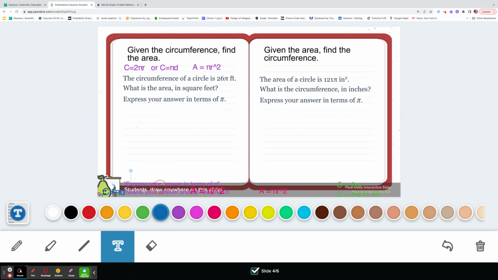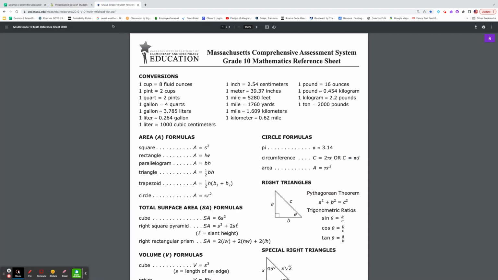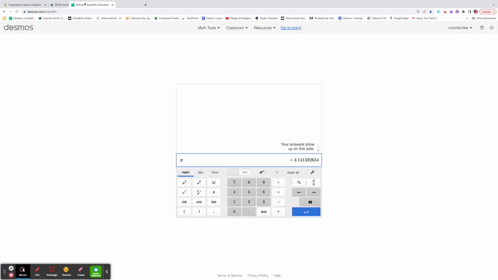Now pay attention to the fact that the directions say express your answer in terms of pi. Really important you know what that means. These directions mean your answer should have a pi in it. So we are not going to replace pi with 3.14. Neither are we going to use the pi button on our calculator.